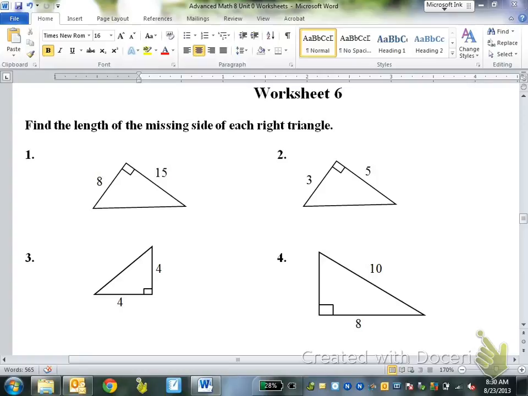I'm going to white out my space so I have extra room. So number 1, I have 8 and 15. Are those 2 legs or are those a leg and a hypotenuse? 2 legs. It's just turned on its side. Remember, the hypotenuse is the one diagonal from the right angle. So this is 2 legs. So what we're going to do is plug in 8 squared plus 15 squared equals c squared. And we're just going to solve for c.